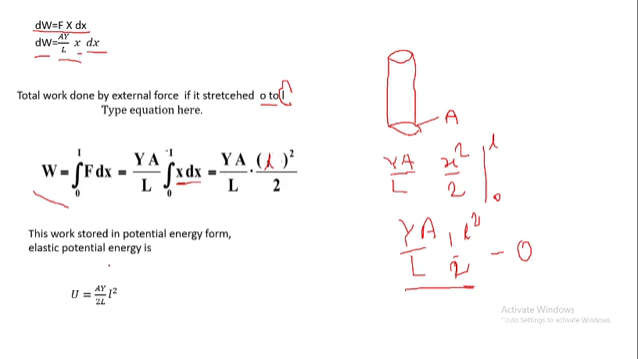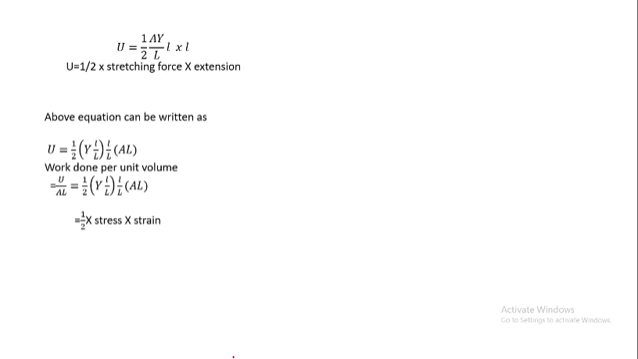Now suppose this work done is stored in the form of energy in the body, so it is called elastic potential energy. We determine the elastic potential energy. So we get U is equal to YA divided by 2L into l square. This is the potential energy, the work done stored in the form of potential energy. If you want the work done per unit volume, that can be determined, but before that we consider U, the elastic potential energy, 1/2 YA divided by L.